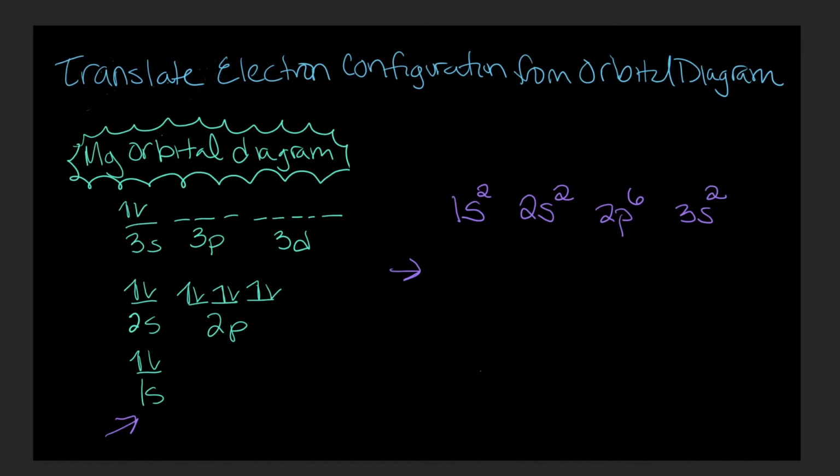Now notice, although in the orbital diagram you see empty 3p and 3d orbitals, we are not showing them in our electron configuration because there are no electrons associated with magnesium that would be in those particular orbitals. So for the purpose of our electron configuration demonstration, this would be our final answer.